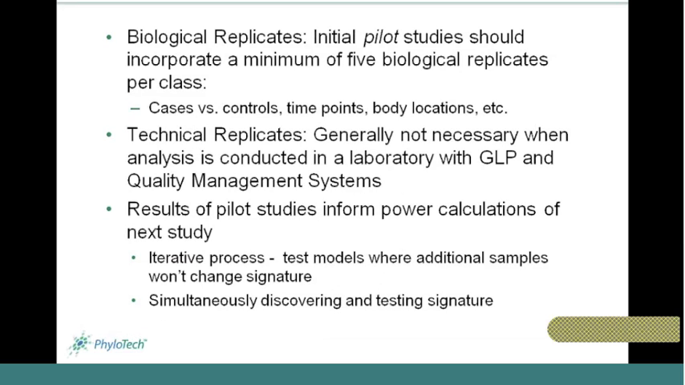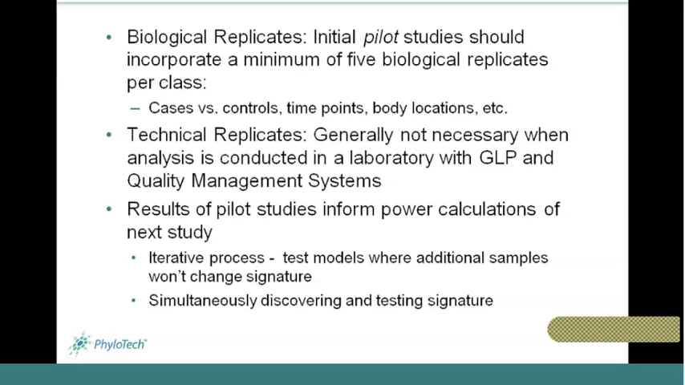So in summary, biological replicates, in initial pilot studies, you should incorporate a minimum of 5 biological replicates per class, cases versus controls, time points, body locations, and the controls that could be informative for data interpretation so that you can extract the information at the end of the study that you care about. Technical replicates. If you're running your samples in a laboratory that's running good laboratory practice and quality management systems on a well-characterized platform, technical replicates are not generally necessary.